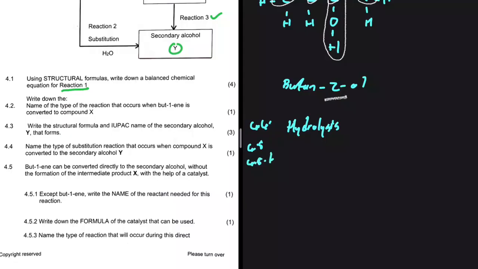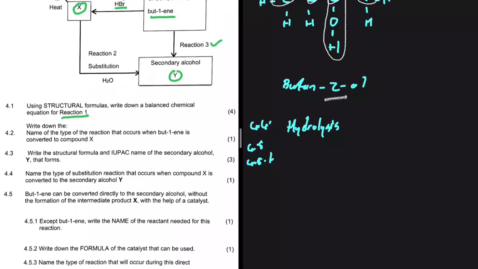Butane can be converted directly to the secondary alcohol without the formation of the intermediate product X with the help of a catalyst. 4.5.1. Except butane, write the name of the reactant needed for this reaction. Well, a reaction that takes us from butane to the secondary alcohol is an addition reaction. But they don't want to say that now in 4.5.1, because it is an equation in 4.2.